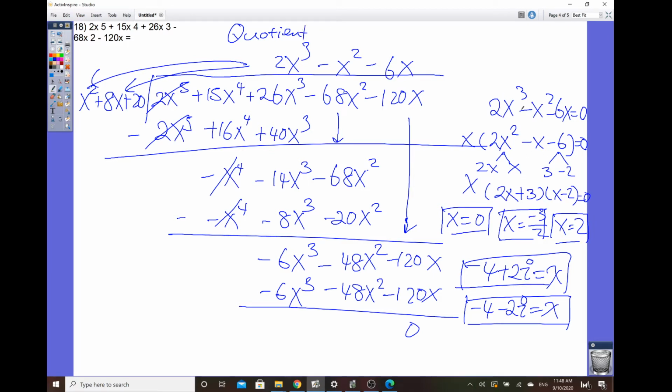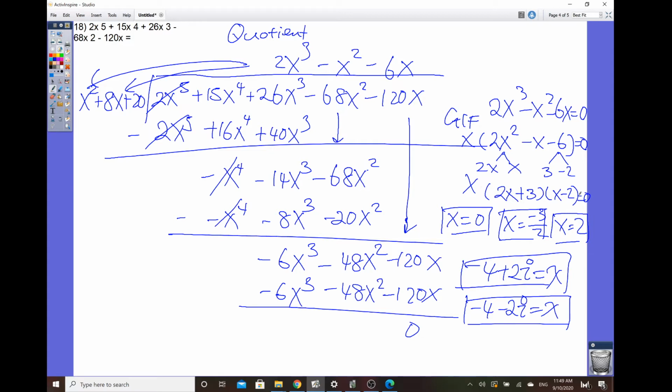So for the quotient, we can take out the greatest common factor, which is x. And then the rest of this, 2x squared minus x minus 6. And now you want to factor the trinomial. So we do have 2x, 1x, 3, negative 2 with the smiley face or the factor tree. And then put this all together, so we do have x times the quantity of 2x plus 3 times the quantity of x minus 2.